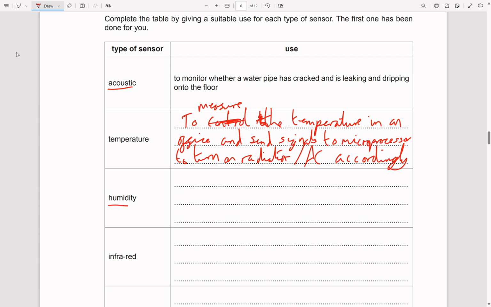Right, then humidity sensor, I guess we can say, to measure the humidity in a greenhouse to ensure optimal growing conditions. Right, measure humidity in greenhouse. Right, to ensure optimal growing conditions.